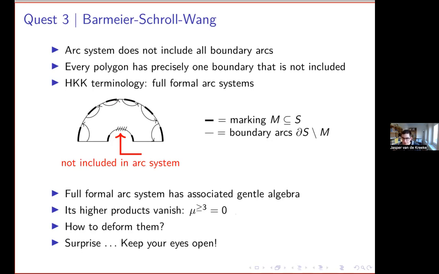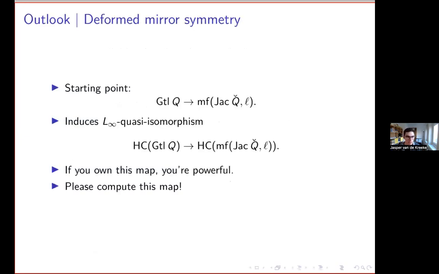And if you do this, you get gentle algebras, which still form a model of Fukaya categories, albeit not of punctured surfaces, but Fukaya categories of other kinds of marked surfaces with vanishing higher products. So how to deform them? They are A-infinity algebras, but the infinity structure is just 0. How to deform these guys? This is a surprise. Keep your eyes open. This is what Barmeier-Schroll and Wang will show you.